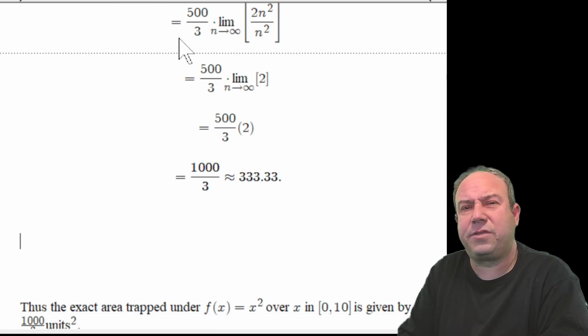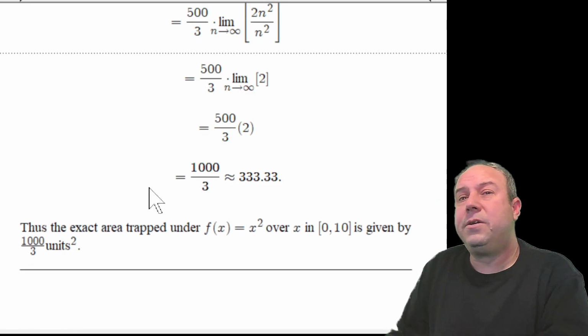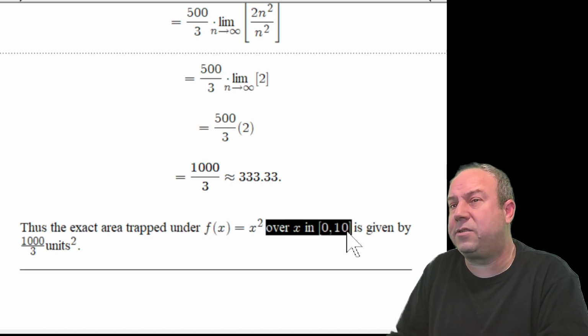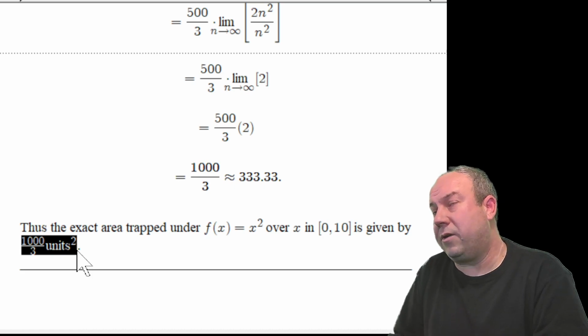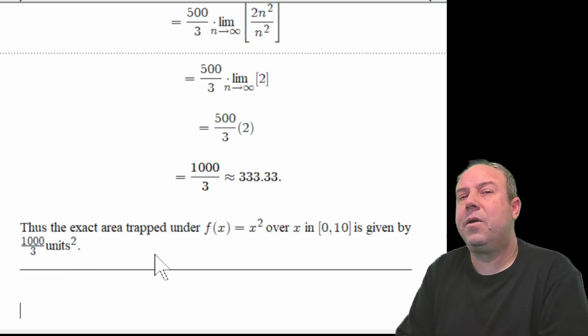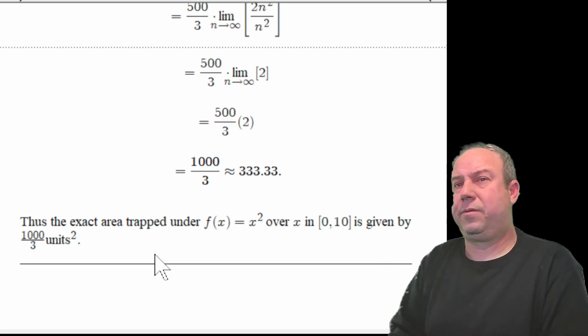Right? I think the first thing I do is I draw the conclusion, thus the exact area trapped under this curve, f of x equals x squared, over values of x in this interval from 0 to 10, is given by 1,000 thirds of a unit squared, right? Or 333.33 units squared, right?